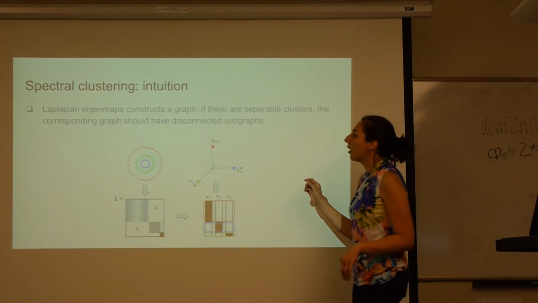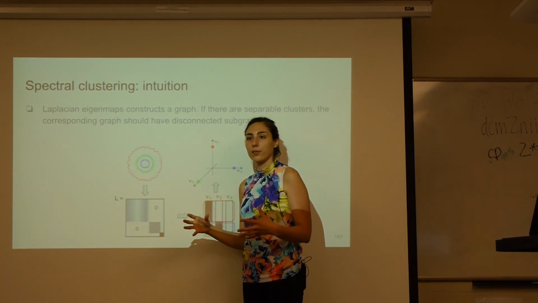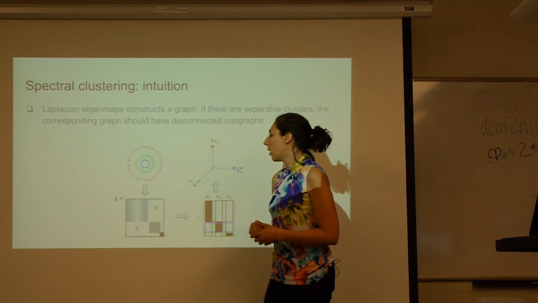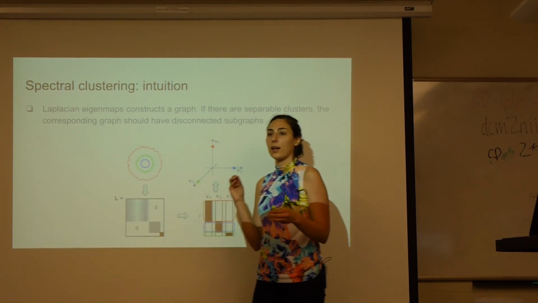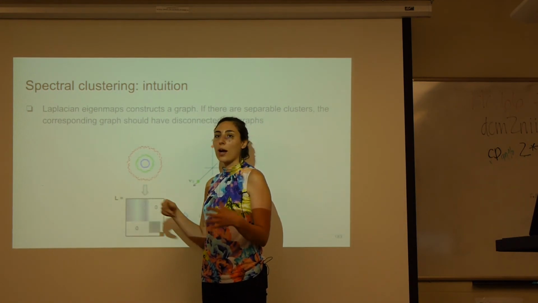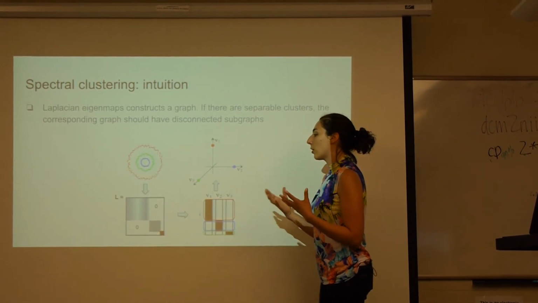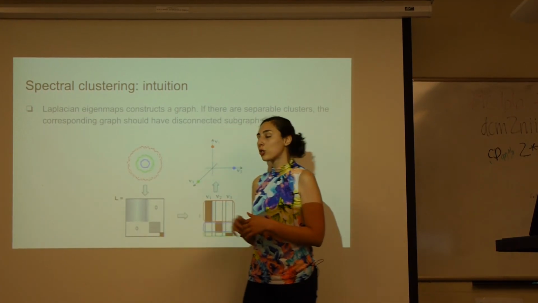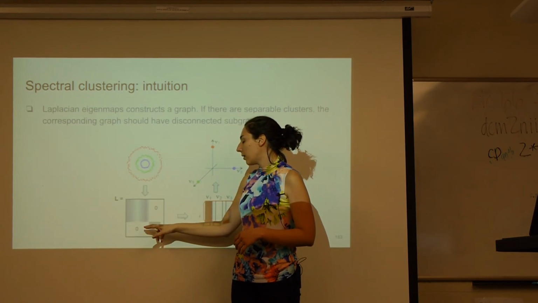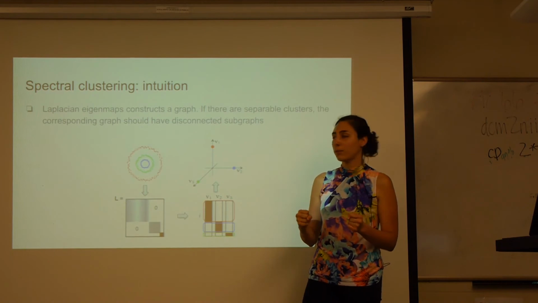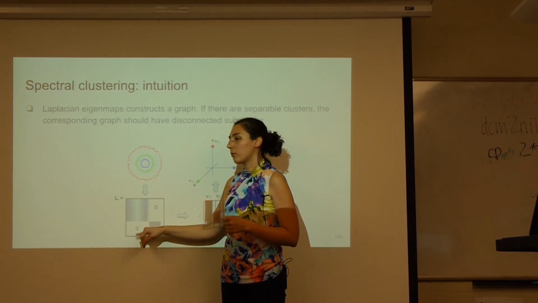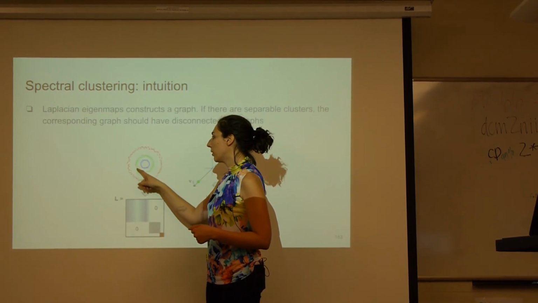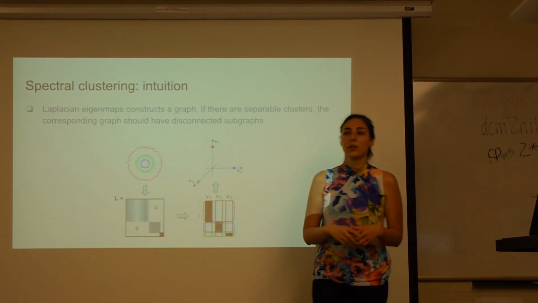OK, so let's go through this example. First we construct a graph from our data for Laplacian eigenmaps. So we have this data here, these 3 concentric circles. And we construct a graph which looks at the similarity between different data points, or how close the data points are. So if we're constructing a good graph, and we have clusters that are separable like this, we should get a graph that has subgraphs that are not connected to each other. So we should get a graph that has 0 weight edges between certain points, right? Because there's no connection between the points over here and the points over here, right? They're not close together.